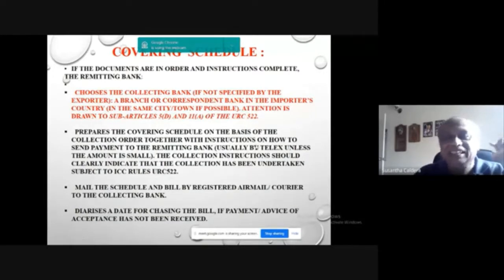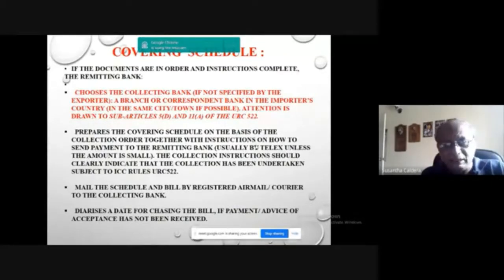Right, okay. Covering schedule. If the documents are in order and instructions complete, the remitting bank will choose the collecting bank if not specified by the exporter. If not specified by the exporter, a branch or correspondent bank in the importer's country, in the same city or town if possible. Attention is drawn to sub-article 5D and 11A of the URC 522. This is a good area.